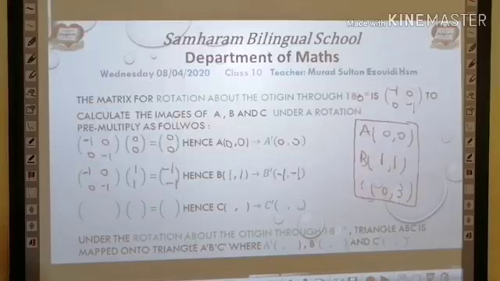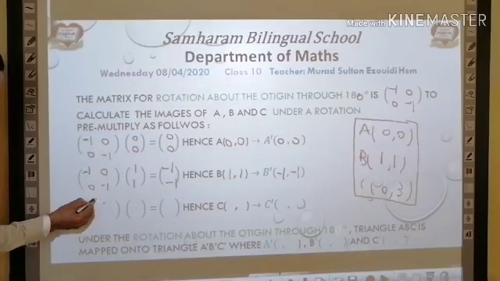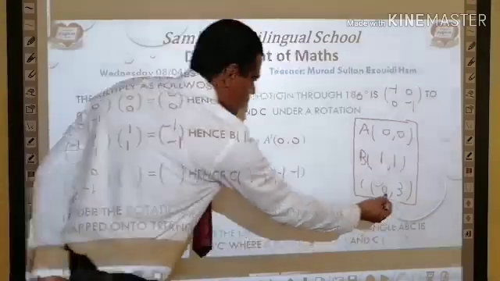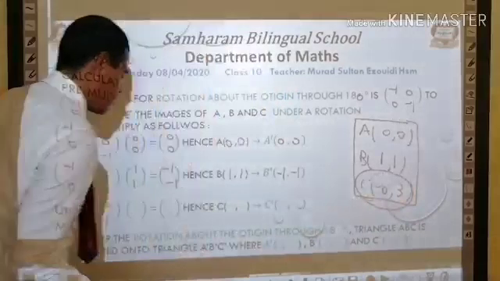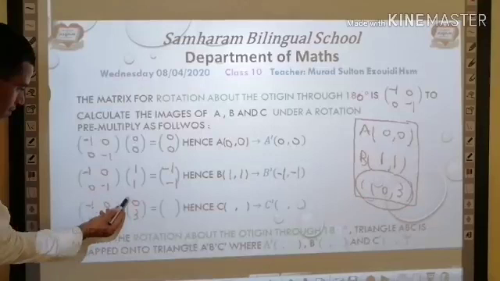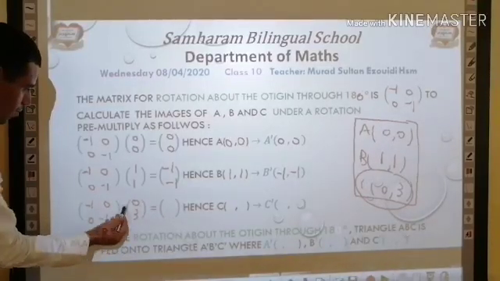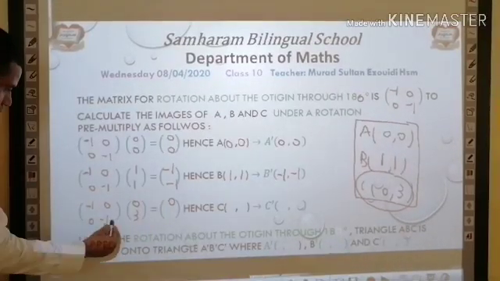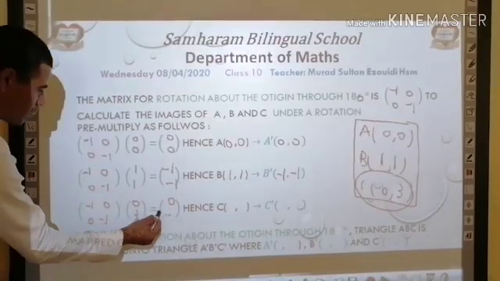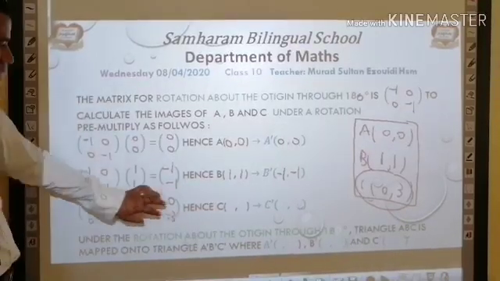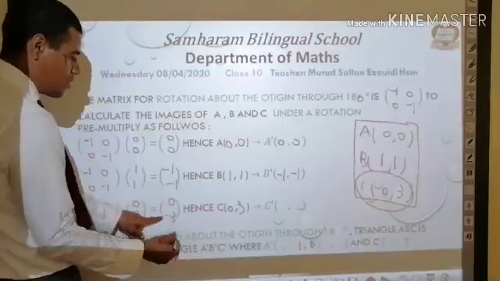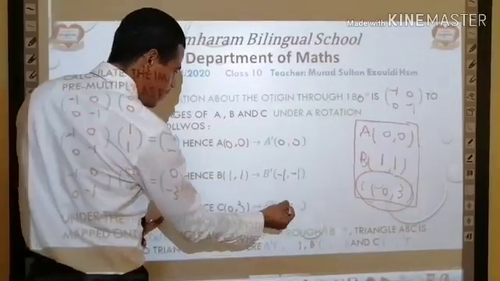The next one, we have negative 1, 0, then 0, 0, negative 1, and multiply by the coordinates of C, but write this as a column vector: 0, 3. So this one multiplied by this: negative 1 by 0 is 0, plus 0 by 3 is 0, 0 plus 0 is 0. Then this one multiplied by that: 0 by 0 is 0, plus negative 1 by 3 is negative 3, negative 3 plus 0 is negative 3. So just write this there. C of coordinates 0, 3, maps to C prime of coordinates 0, negative 3.